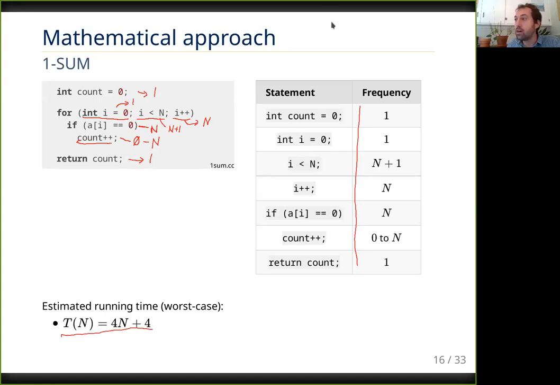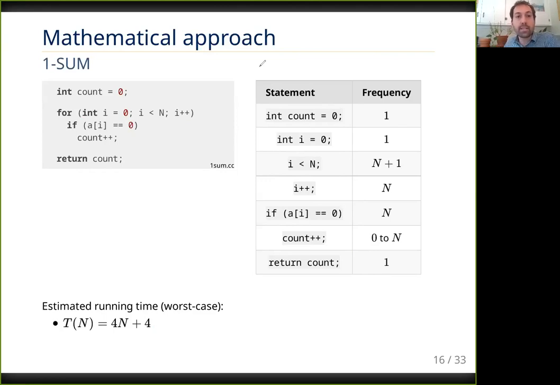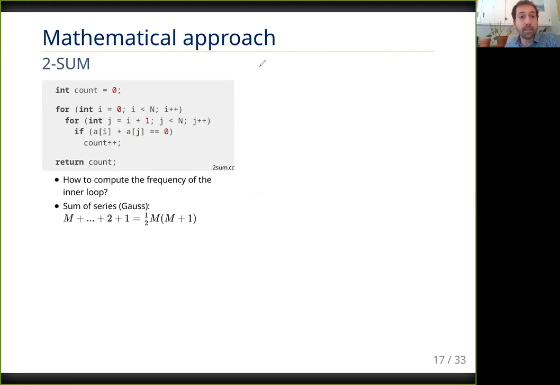So let's take a more complex example now. Let's look at another example called 2sum. Two sum is an extension of one sum and it looks exactly like three sum. The idea is that we try to find pairs of items in an array whose sum is 0. It's the same kind of algorithm as three sum, but less complex. So let's do it again.